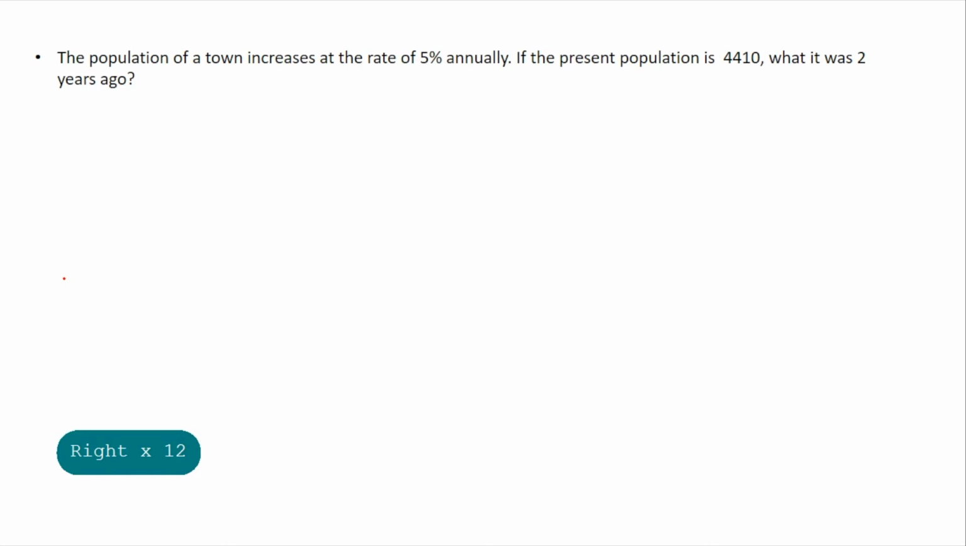So here is another question: the population of a town increases at 5% per annum. If the present population is 4410, what was it 2 years back? So they are asking what was the population of that village 2 years back. So you know the current population, that is 4410. Let's assume 2 years back the population of the village was X. It increased by 5% for the first year, and for the next year it again increased by 5%, right? So every year it increased by 5%.